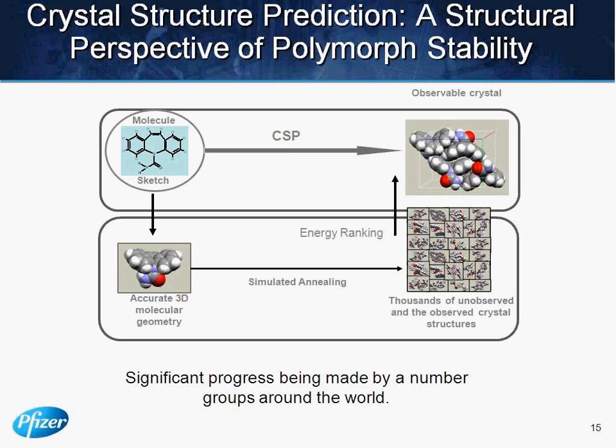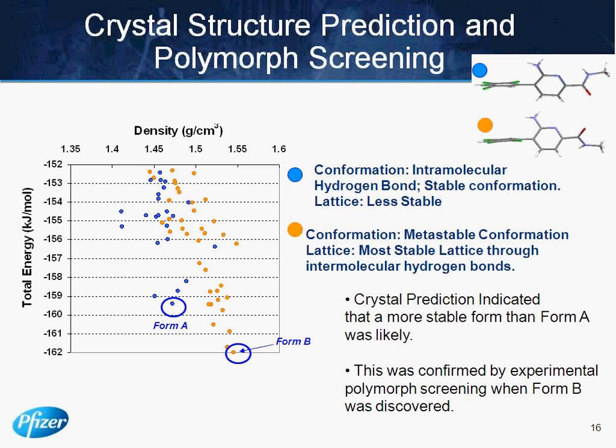And I think over the last 5 or 6 years, huge progress has been made by a number of groups around the world, and in particular there's the blind test run by the CCDC that starts to show the power of these technologies to help understand solid form space as you're progressing a candidate forward. And we have a simple example here in Pfizer where we've actually used these tools and techniques to look at conformational flexibility in candidates moving forward.